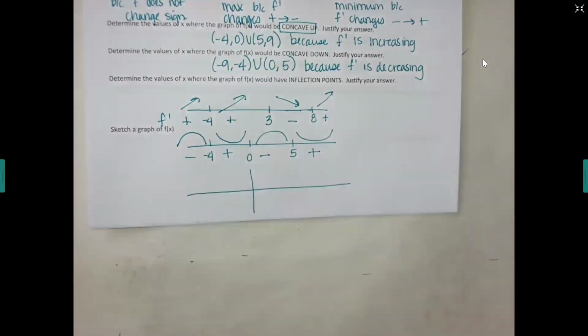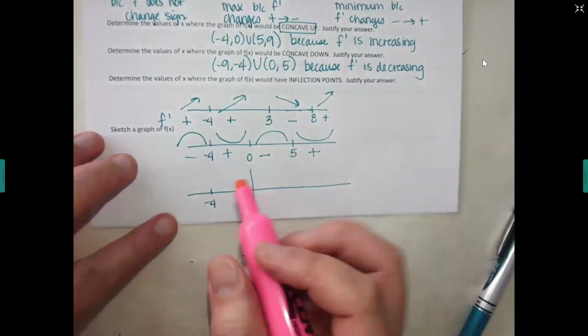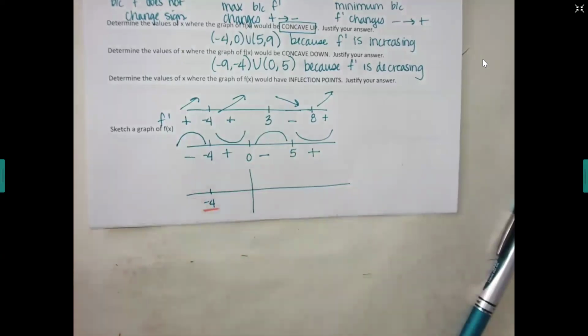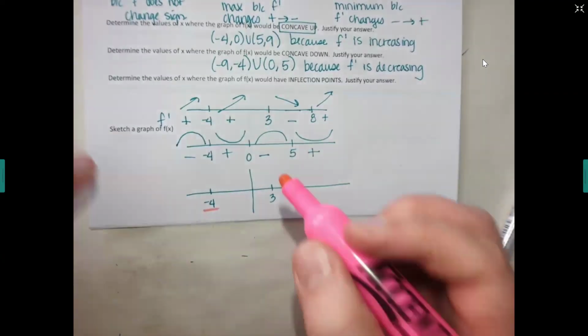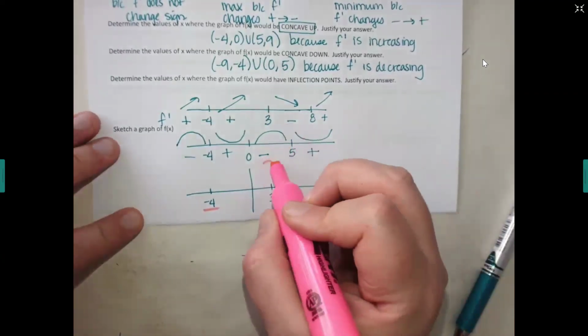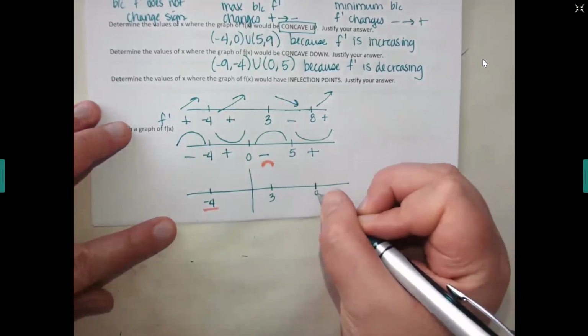Okay, where am I going to have a flat spot? What number? -4 needs to go flat. Okay, then at 3, what needs to happen? We need to have a little max. And then at 8, we need to have a min.